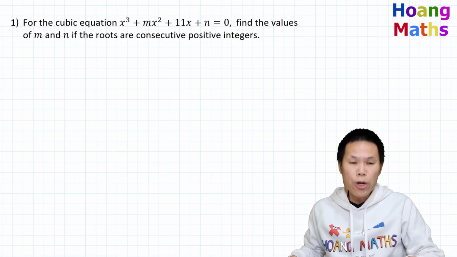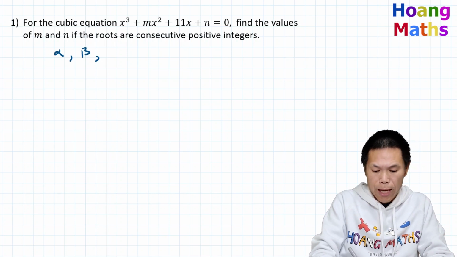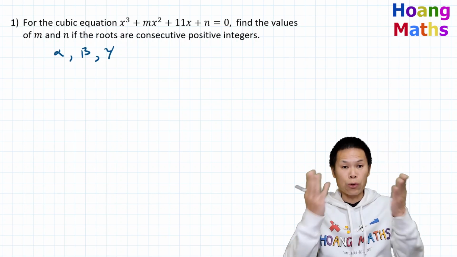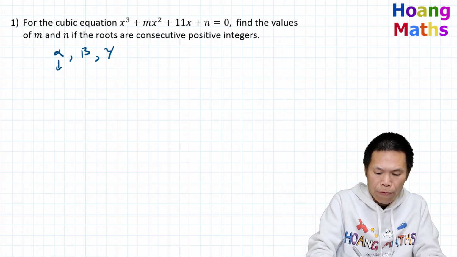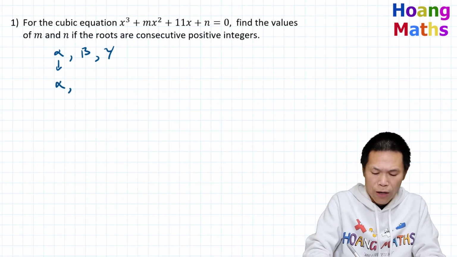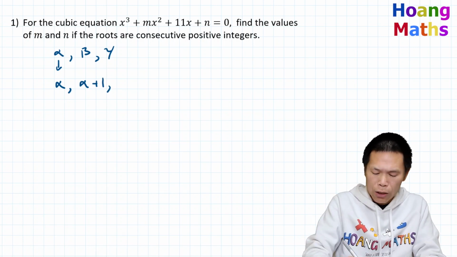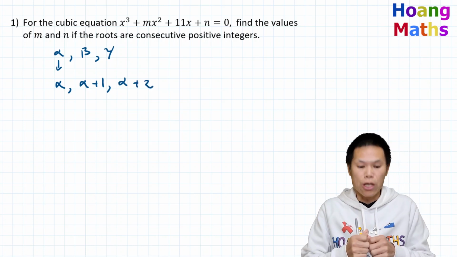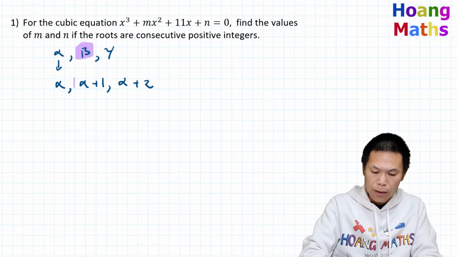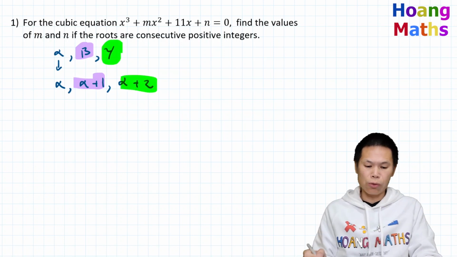So first of all, we know that the roots are alpha, beta, and gamma. So there are three roots. And we know that they are consecutive integers. So this means that if we have alpha, the next consecutive integer should be alpha plus 1. And then gamma should be alpha plus 1 plus another 1, so that means alpha plus 2. So they are the roots, okay? Beta is alpha plus 1. Gamma is alpha plus 2, if you like.